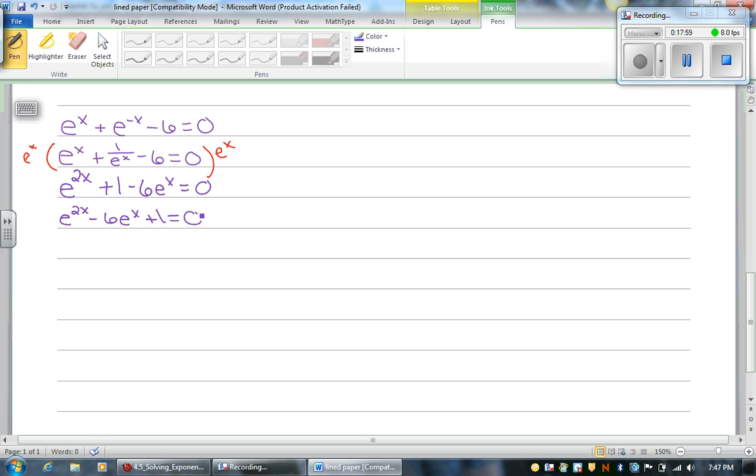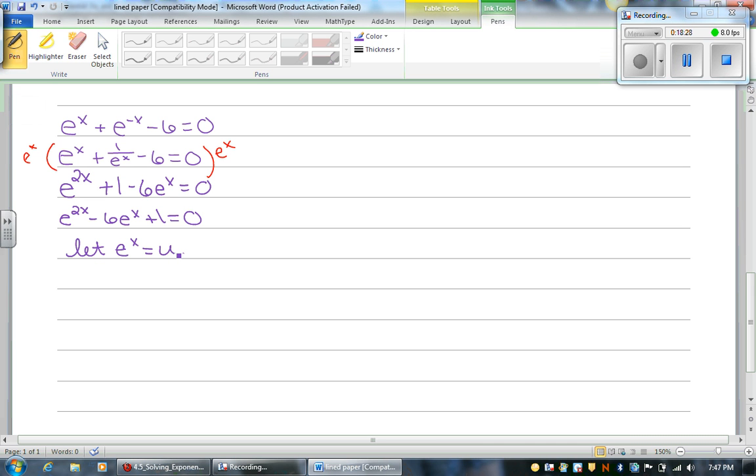Now, when I look at that, the first thing I think of is factoring. Unfortunately, there's no two numbers that multiply to be 1 that will add to be a negative 6. So what I have to use is actually the quadratic formula. Okay? But in order to use the quadratic formula, we need to do something called a u substitution. So what I'm going to do is let e to the x be u.